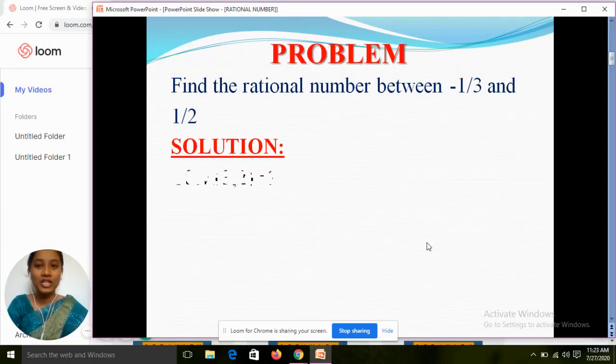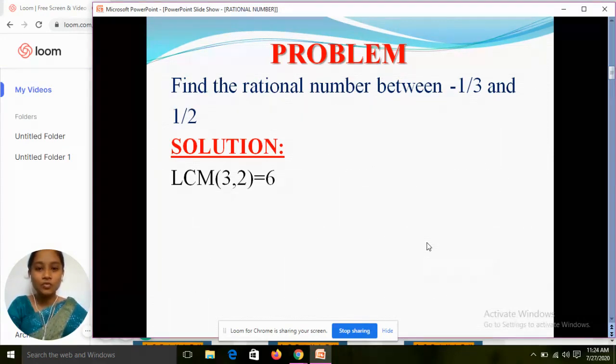Yes, the LCM of 3 and 2 is 6. So first we multiply minus 1 divided by 3 by what to get 6? We should multiply by 2 in both the numerator and denominator of minus 1 divided by 3 to get 6 in the denominator. Likewise, we follow these steps to find the LCM.